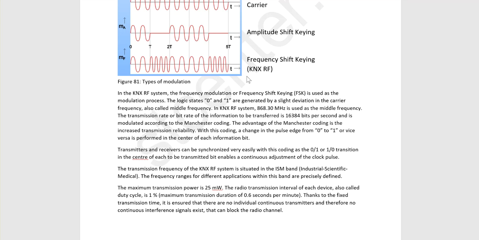The advantage of Manchester coding is the increased transmission reliability. With this coding, a change in the edge from 0 to 1 or vice versa is performed in the center of each information bit.